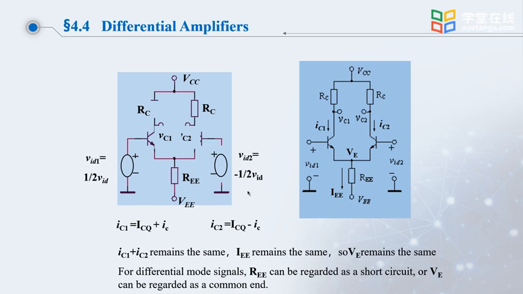First, look at the differential mode circuit and the differential mode performance. At the input are Vid1 and Vid2, which are equal in size and opposite in direction. At this point, you can see the currents they produce are positive IC and negative IC respectively. These two AC signals cancel each other through REE. In other words, on REE, the AC signal does not work. So, REE can be regarded as a short circuit, and VEE can be seen as a common ground.